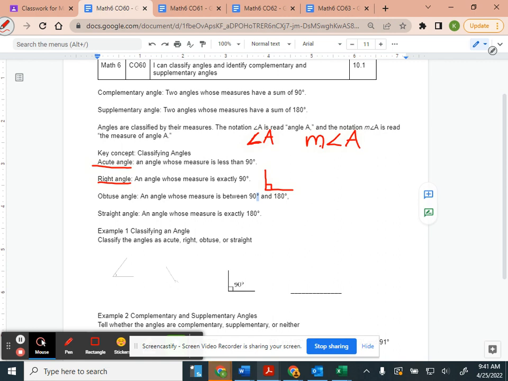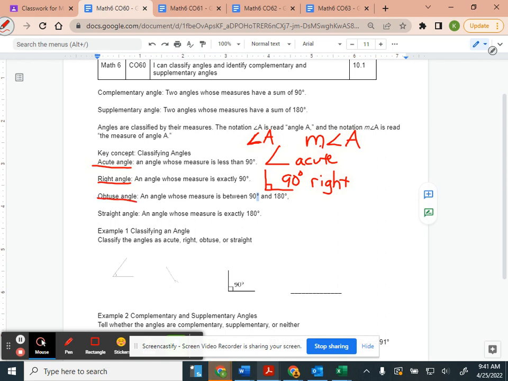So the right angle has that little square in it. It says that it is 90 degrees. So that is a right angle. An acute angle, I like to think that there's acute and little. So acute is little, and it is going to be smaller than that 90 degrees. Acute is just a little. It's cute. So acute angles are smaller than 90.